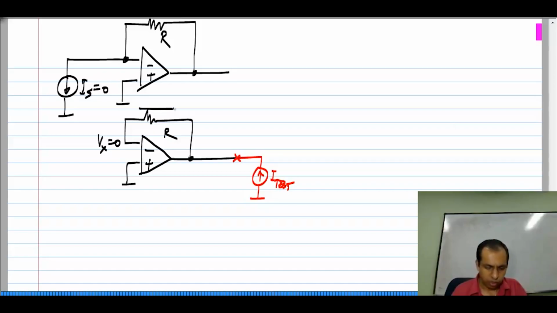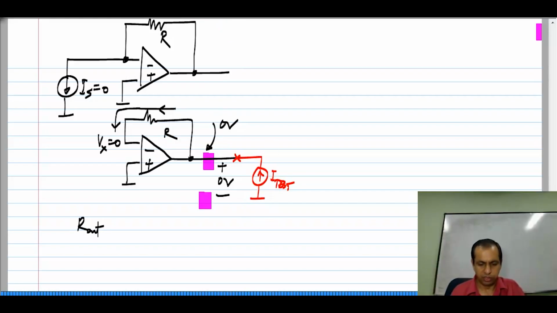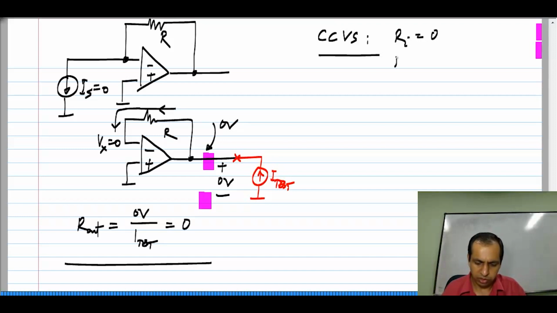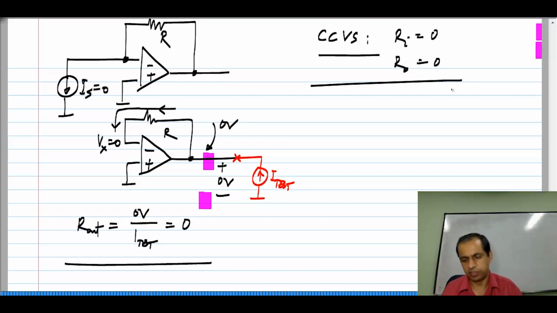okay, and no current flows through the resistor because no current can flow into the input of the op amp. So, this voltage here is also 0. So, again the voltage across this is 0, which means that the output resistance, which is the resistance between these two terminals, is 0 volt by I test, which is equal to 0. So, this is a current controlled voltage source. This is truly a current controlled voltage source with 0 input resistance and 0 output resistance.